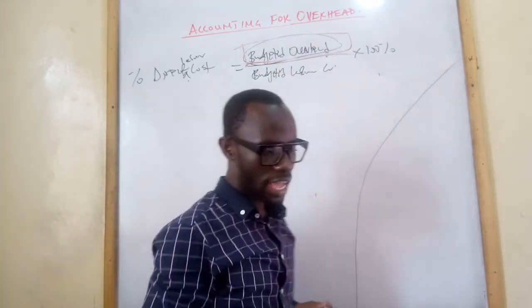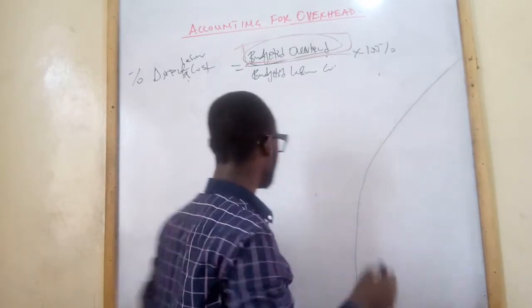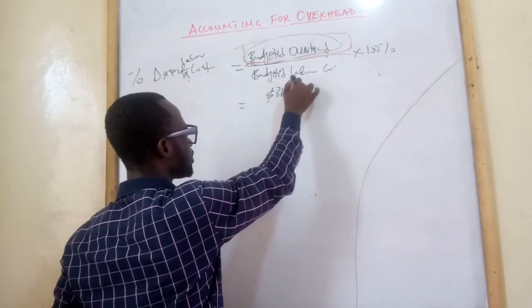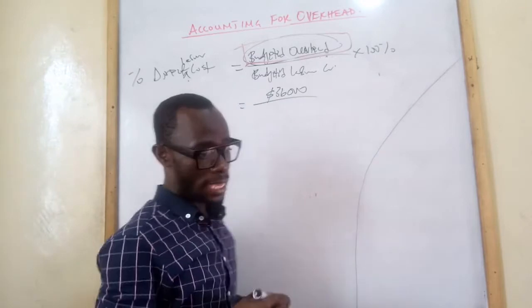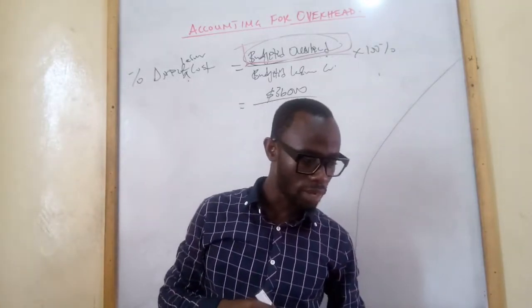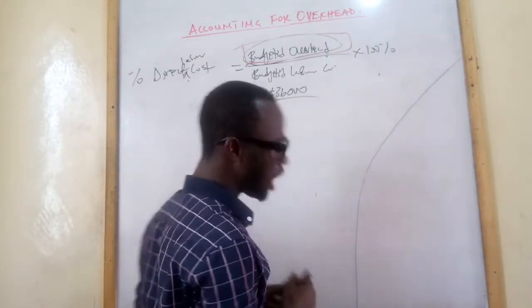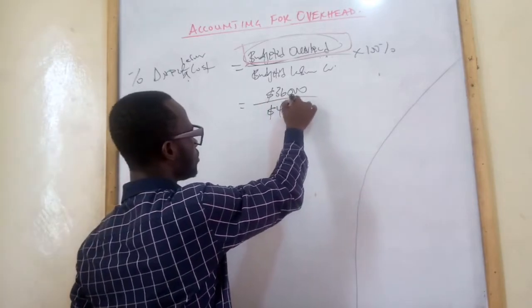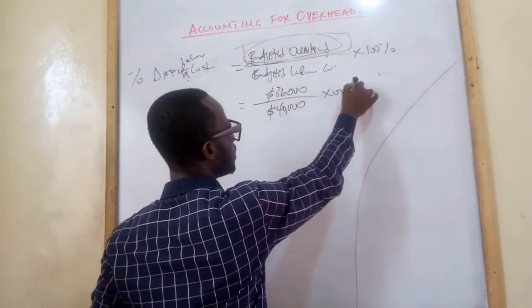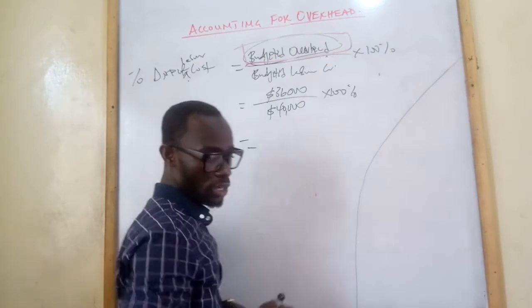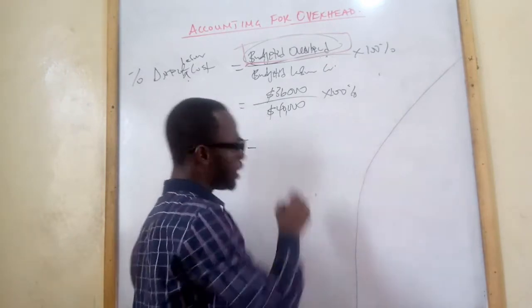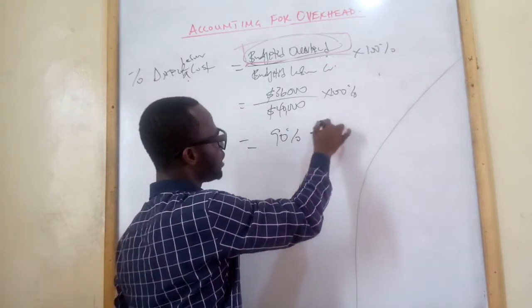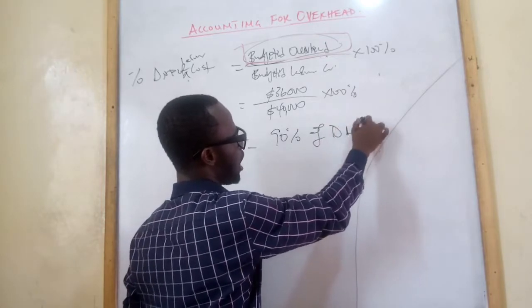So the total overheads for department A is 36,000, divided by the labor cost for department A, which is 40,000. And you know that it should be times 100. So when we do that, that should give us 90%. So it's going to be 90% of direct labor cost.